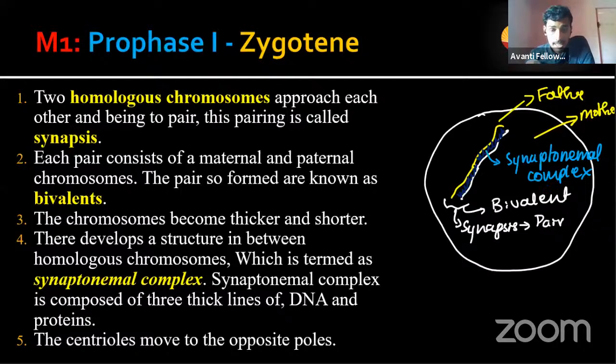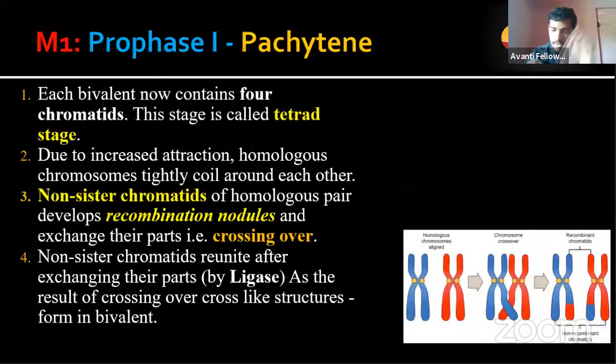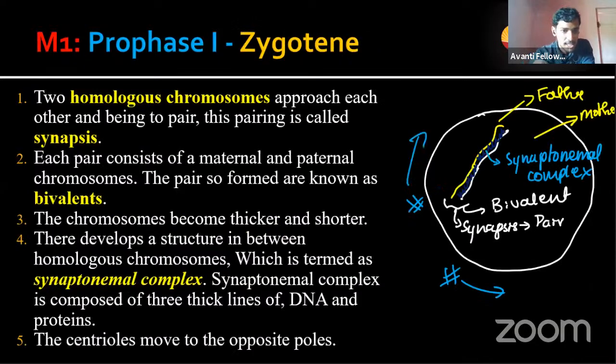What is it doing? It keeps both the paternal and maternal chromosomes in a very tight contact. While all this is happening, the centrioles start to move to the opposite poles. We are still in the prophase only, remember that.